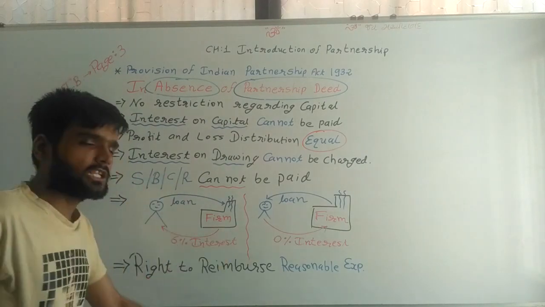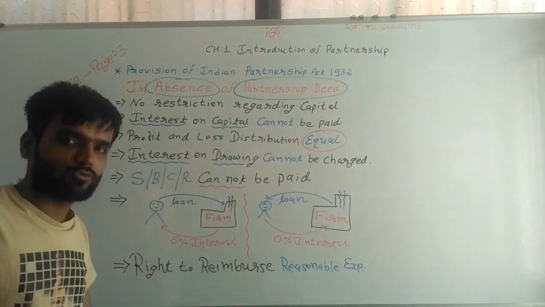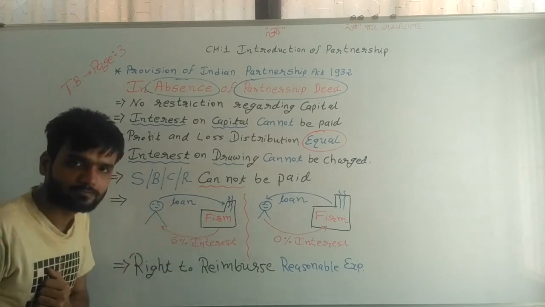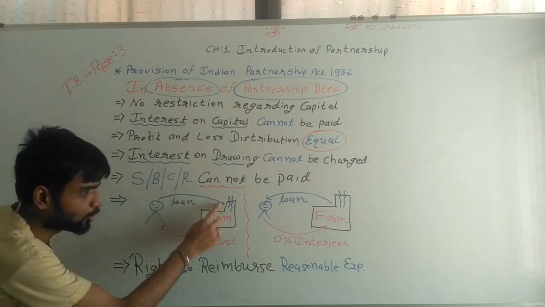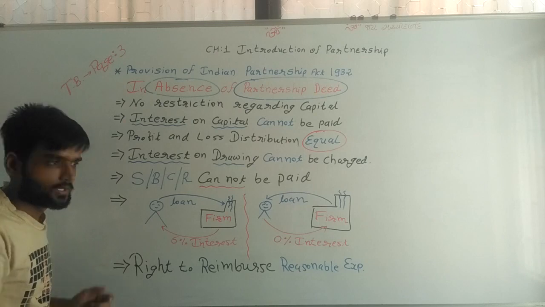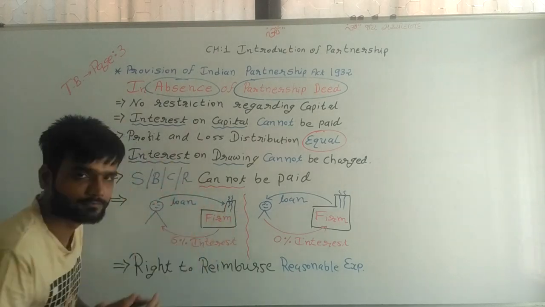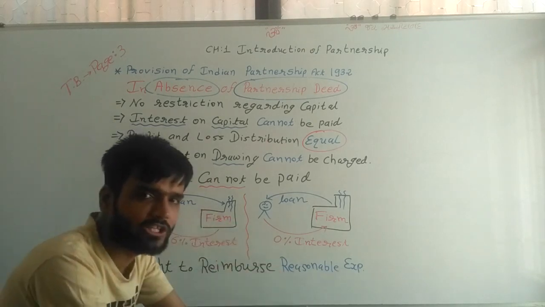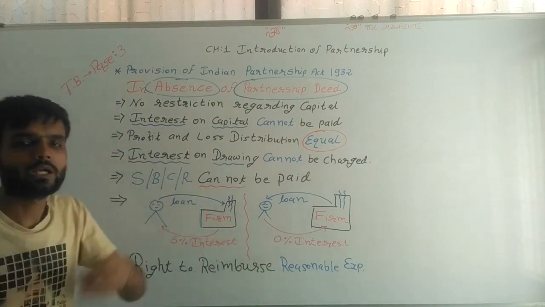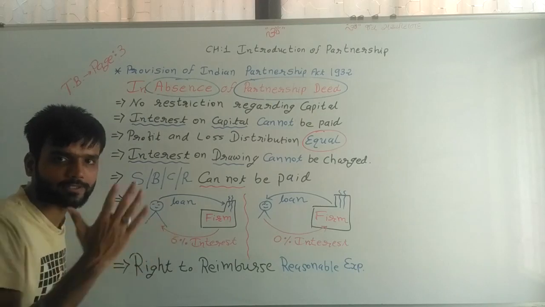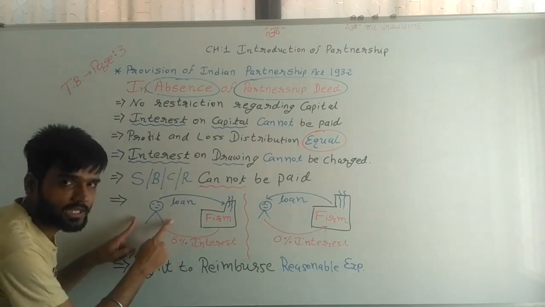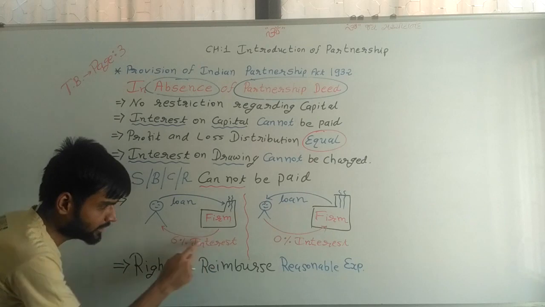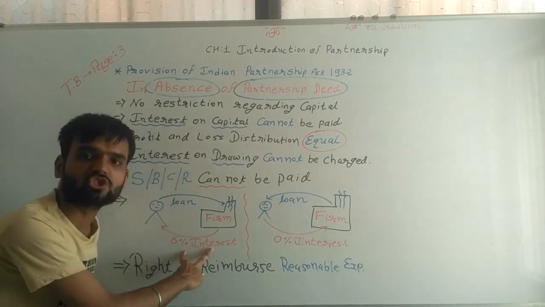Suppose, and this question is asked many times in the examination also, suppose partner and firm. A partner gives a loan to the firm. Then the partner has a right to receive interest on the loan. Again I repeat, please try to understand this thing. If the partner has given a loan to the firm, then the partner has a right to receive 6% interest on the loan.